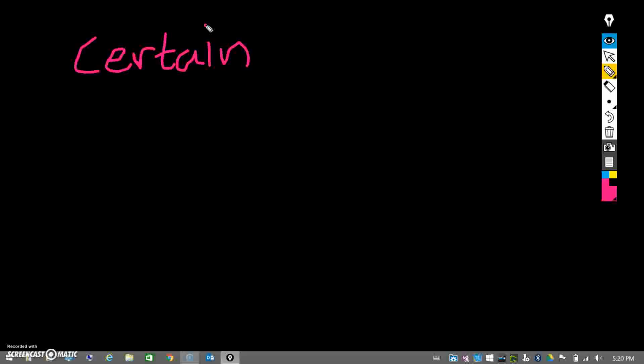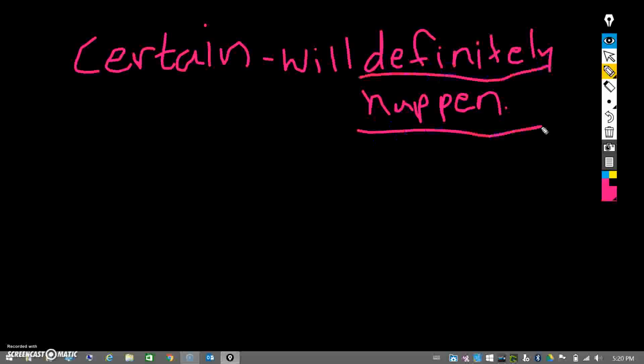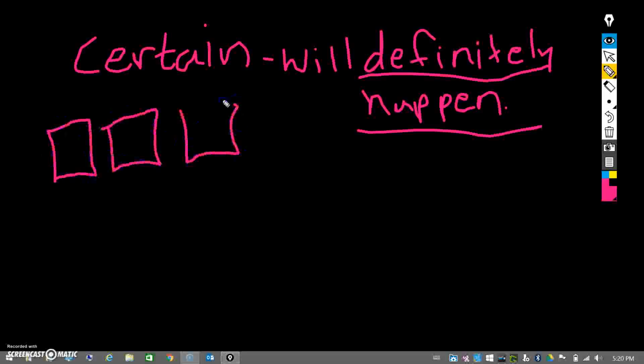So we have certain as our first probability term. Certain means something will definitely happen. Now, what we mean by that is if I have a bag filled with 3 pink squares, and I reach into that bag, it is certain that I'm going to pull out a pink square. Okay? There's no other choice.